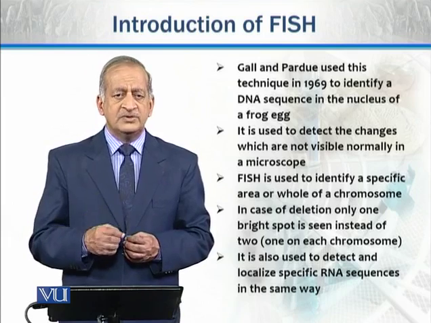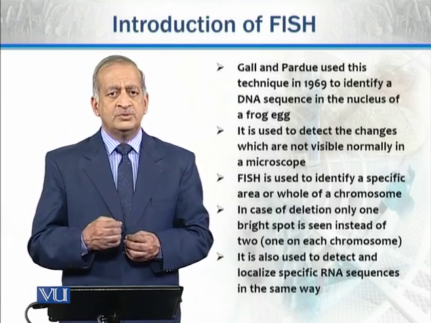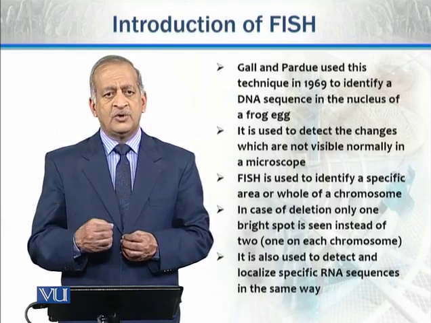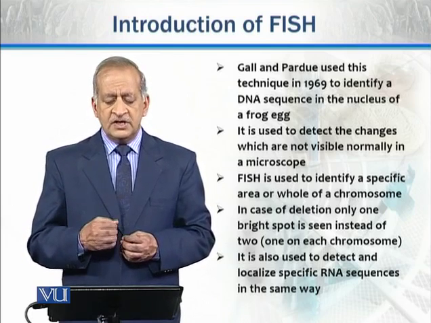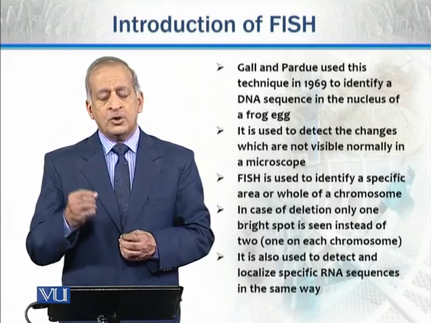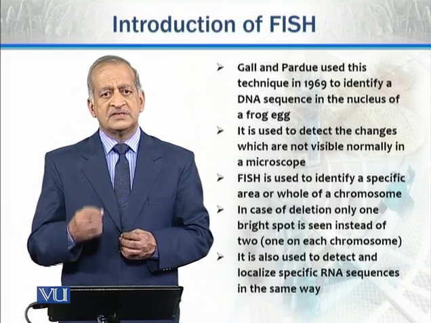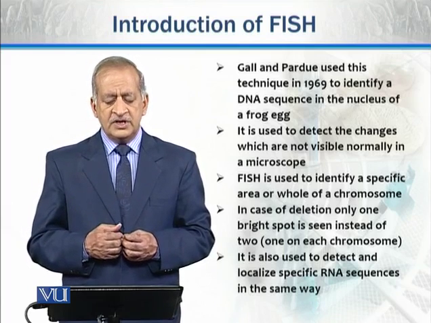But when we use some fluorescent probe, some other type of probe, we are able to see those genes with the help of these probes. The FISH is used to identify specific area or whole of the chromosome against which some probe is used.